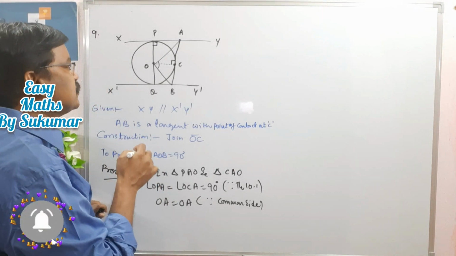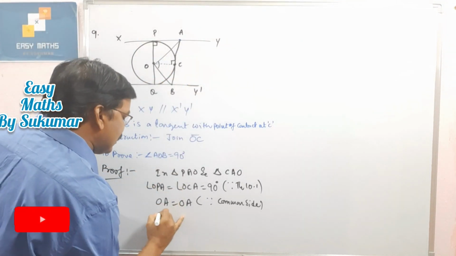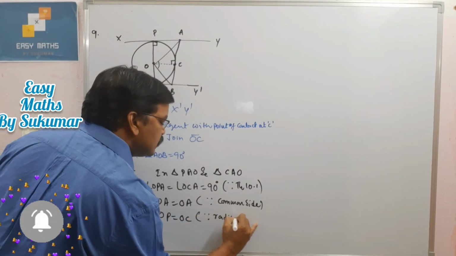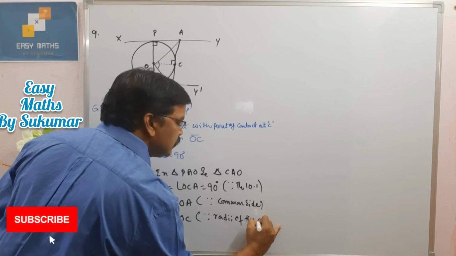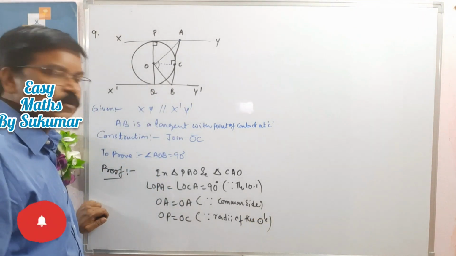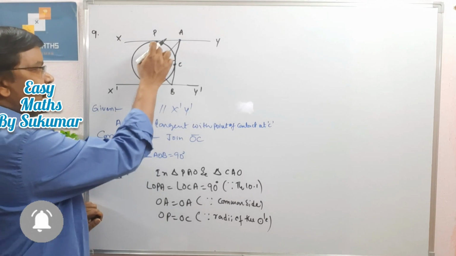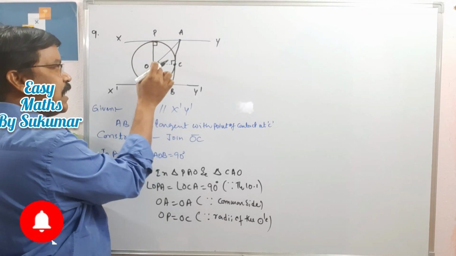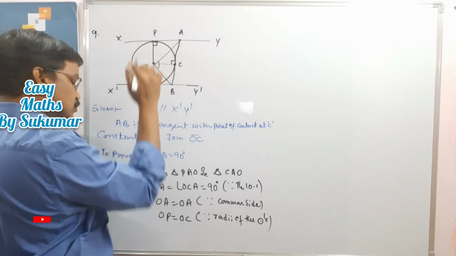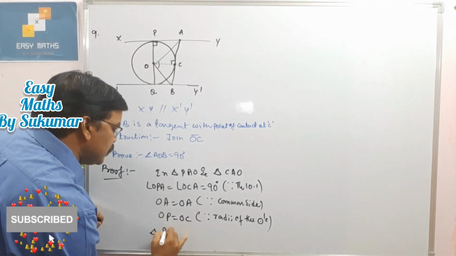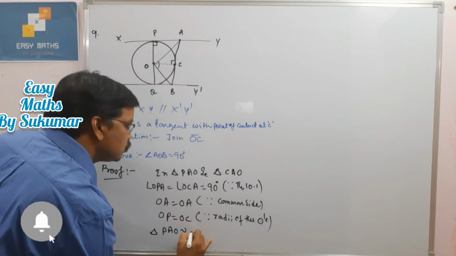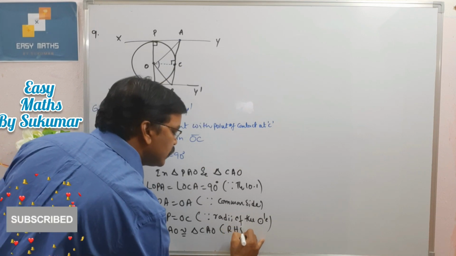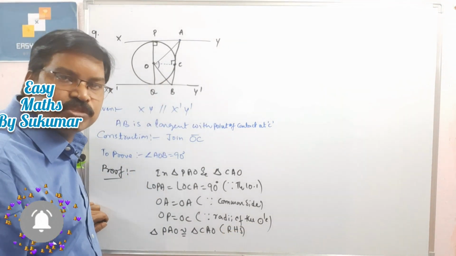And next my dear students, here this OP and OC are the radii of the circle. OP is equal to OC, since radii of the circle, right? Therefore, according to right angle, hypotenuse and side, the two triangles, triangle PAO is congruent to triangle CAO. Both triangles are congruent according to RHS congruency rule.